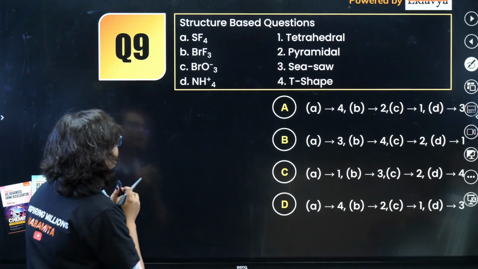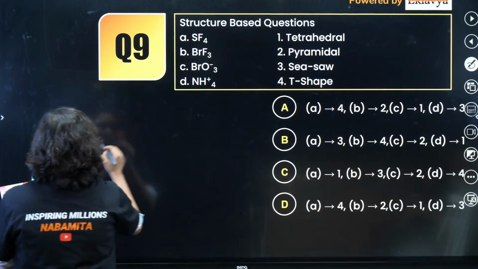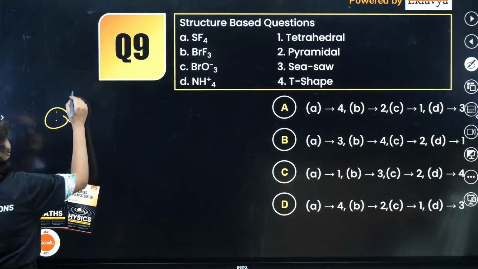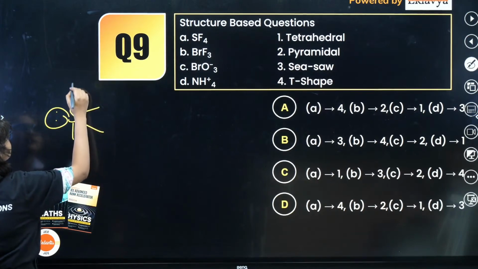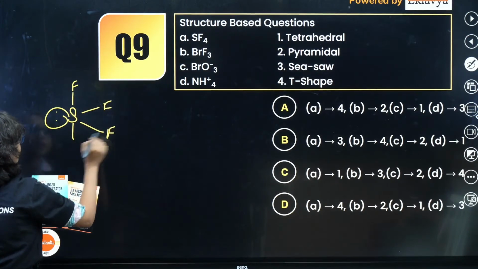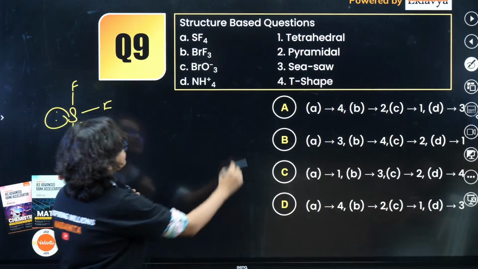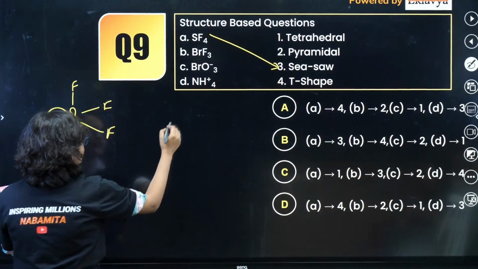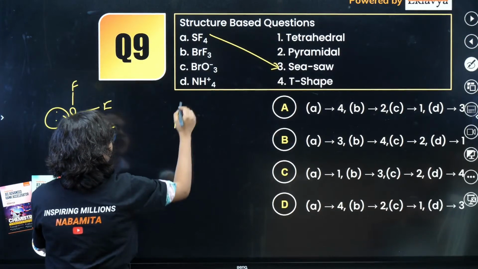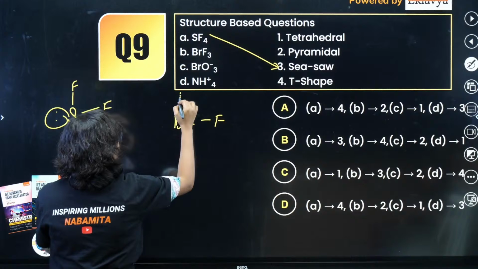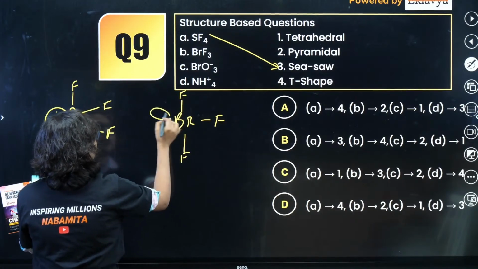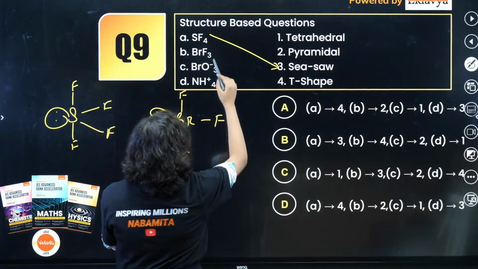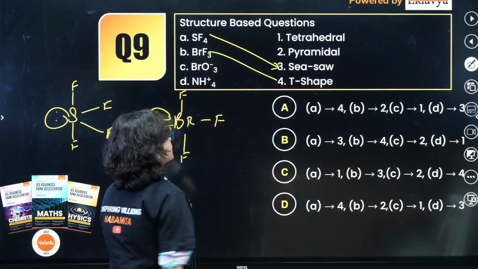Structure based question. All right, guys, SF4, everyone. We all know that it has one lone pair this side, F and F. What is this shape? This shape, my dear students, is your seesaw. Now, if we try to make the structure for BrF3, it is going to be a T shape. Right here, bromine will have 2 more lone pairs. So this is BrF3, and this is going to be your T shape.